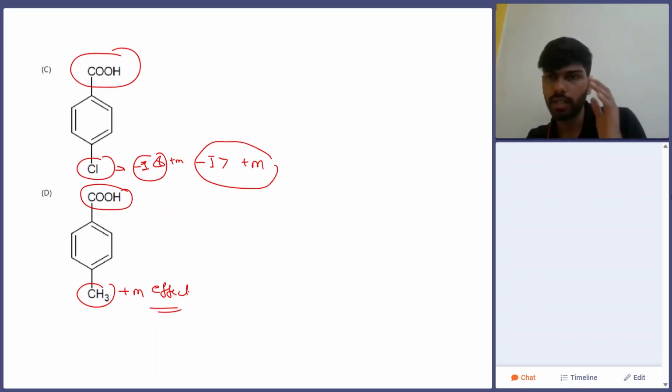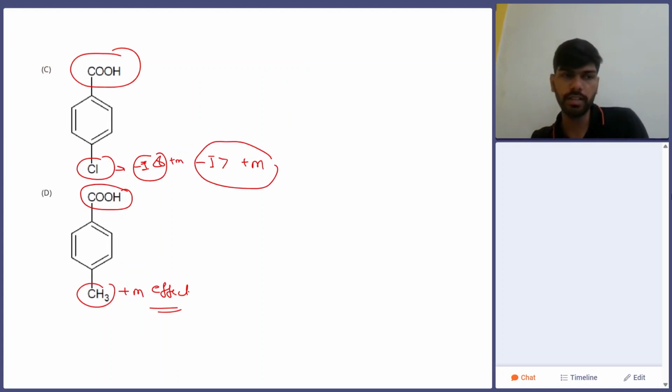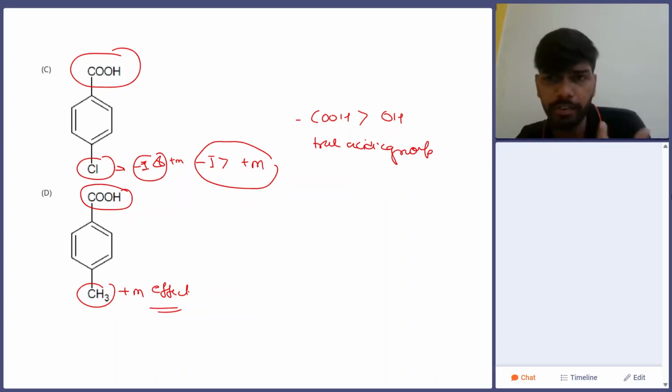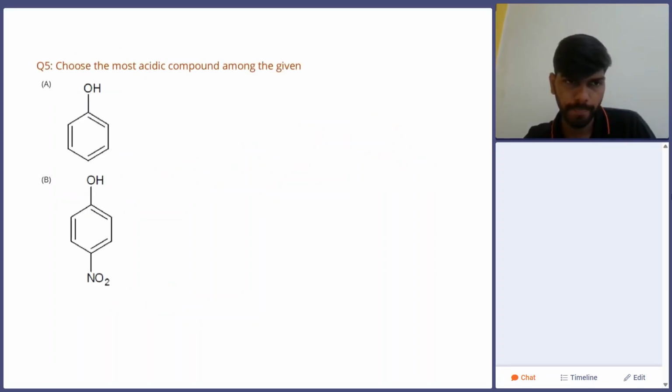Now this is acidic behavior. Here it is less because of the plus M. Here it is phenol. Now if you compare NO2 and this one, here the carboxylic group is a true acidic group, and due to the true acidic group, as compared to phenol, this will show more acidic behavior. So the right answer is option C. This part we have discussed.